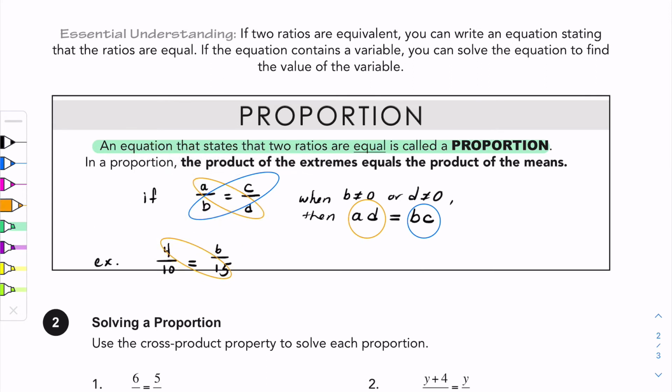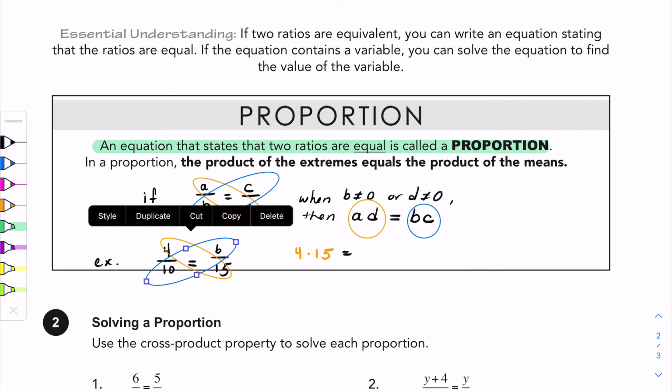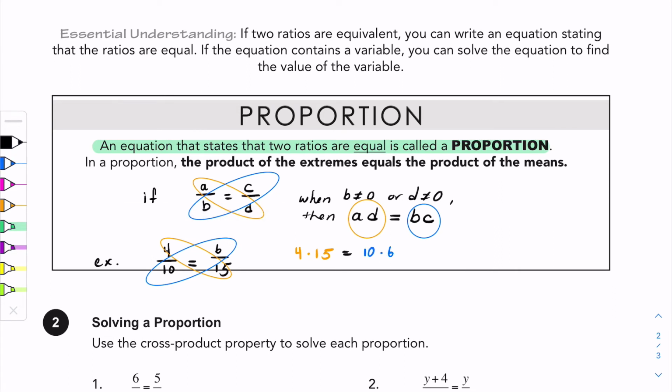Four times 15 is going to give you 60. And we're going to set this equal to, when we cross multiply, 10 times 6, which is going to be 60. So we end up with 60 equals 60. And that's a basic example to prove that cross multiplication does work.